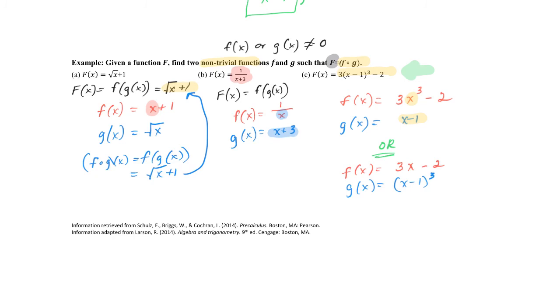Or you could have also done f of x equal to 3x minus 2. So instead of 3x cubed, I did 3x minus 2. And then if I had g of x equal to (x minus 1) cubed, that would also give me that composed function of 3 times (x minus 1) cubed minus 2.